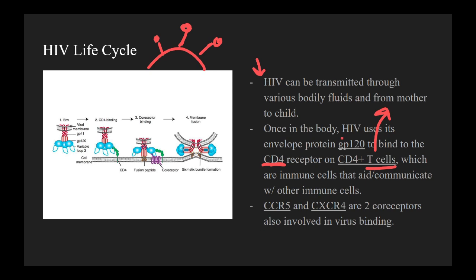And then the virus is specifically infecting these immune cells, which, as you can imagine, is where the name human immunodeficiency virus comes from, because when you infect the immune cells, your immune system is going to tank and get really downregulated. And then there's also two other receptors that are called CCR5, CXCR4.